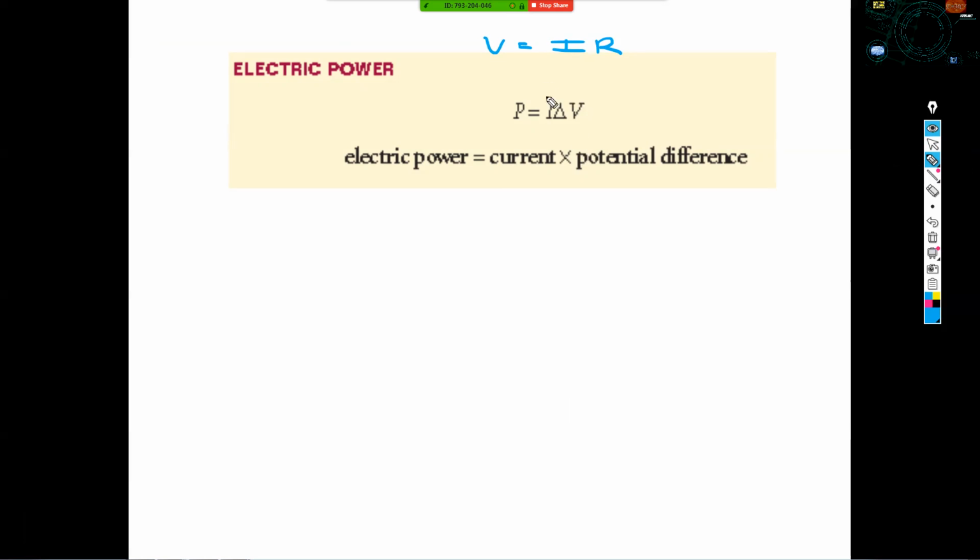Now, if you want to combine it, I can eliminate voltage. I can sub in here. If I take this and sub in, you end up with P equals I squared R. That's the rate that the power or the energy is being consumed. But this is your main power equation, and again, you can always find missing pieces using Ohm's law.